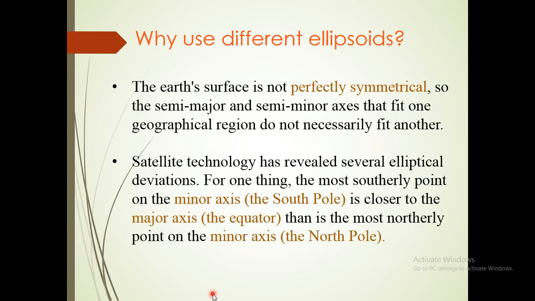So why kita nak use different ellipsoids? Because the Earth surface tu is not symmetrical. So ada certain place yang boleh fit some ellipsoid, there's certain area that cannot fit. And that is the reason why there's a need for different ellipsoids. And then we have a lot of center points. And then these center points ni lah we need to somehow connect together in order to get the standard point yang can represent all.